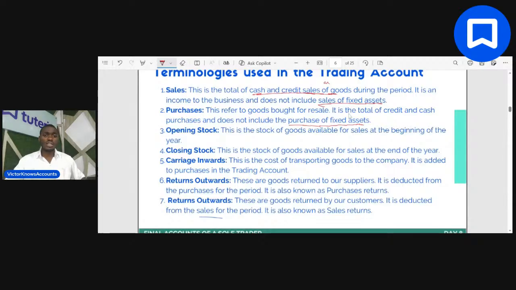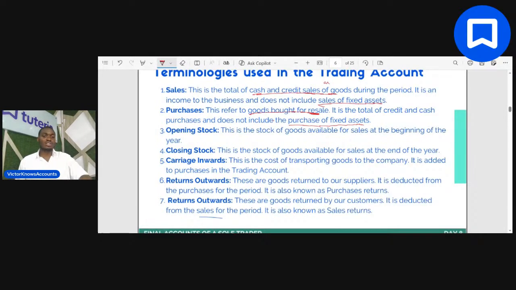Is that fine? Then the same thing happens for purchases. Your purchases is what? Goods bought for sale. So it does not include the purchase of fixed assets. It's only the purchase of goods. So if I sell bags of rice, my purchases value is the amount that I spent in order to buy bags of rice. But if I bought, let's say, a motor vehicle in order to transport that rice, it is a fixed asset. So my purchases does not include it.